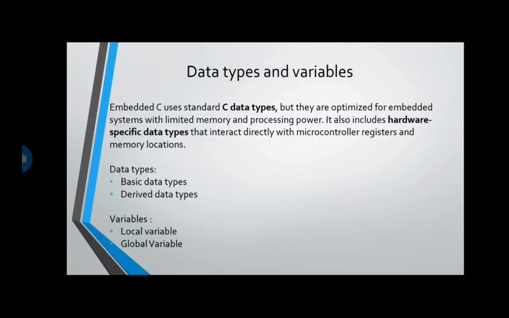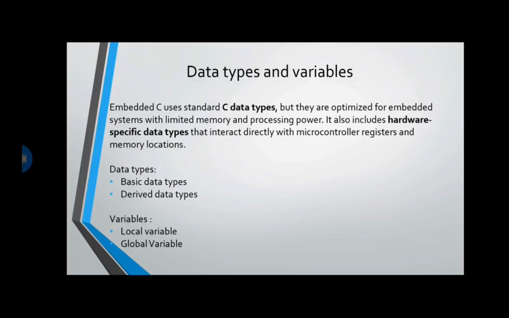Now I am going to tell you about data types and variables. Embedded C uses standard C data types, but they are optimized for embedded systems with limited memory and processing power. It also includes hardware-specific data types that interact directly with the microcontroller registers and memory locations, which makes the reaction time much faster, makes it easier to use in real-time applications, and uses memory locations wisely.